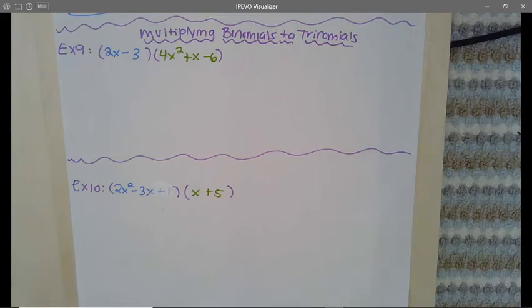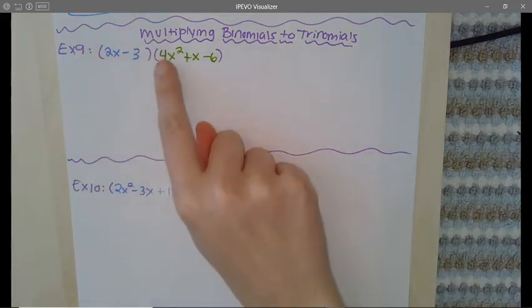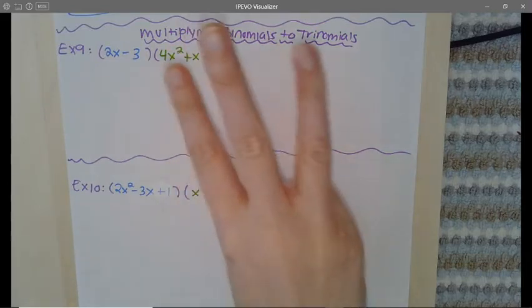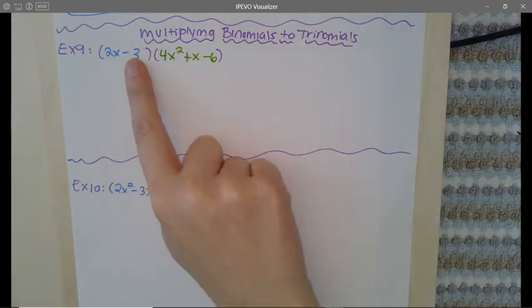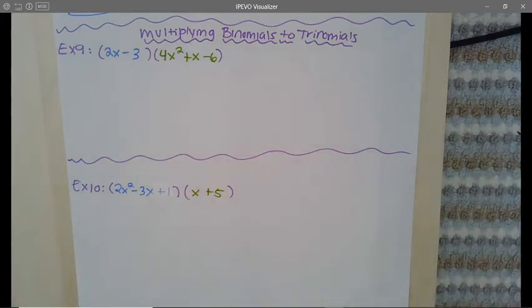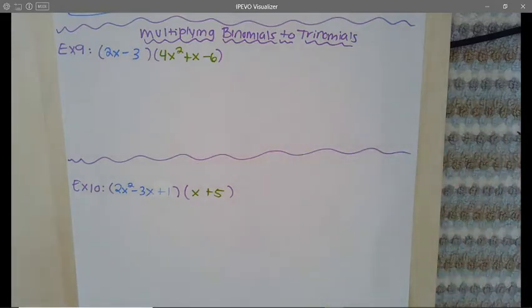So you always start with the first term in your parenthesis, multiply it to every single term in the second parenthesis, which in this case we have 3 terms. Then you move on to your next term, multiply it to every single number. So it's nothing different. We just have to distribute an extra time, which the more distributing you do, the better, right? Okay, well let's get started.